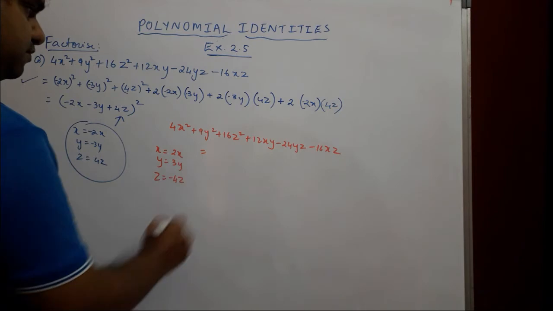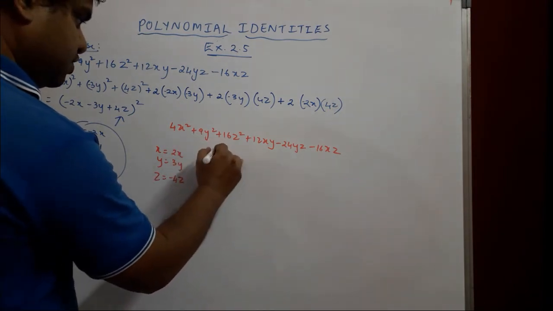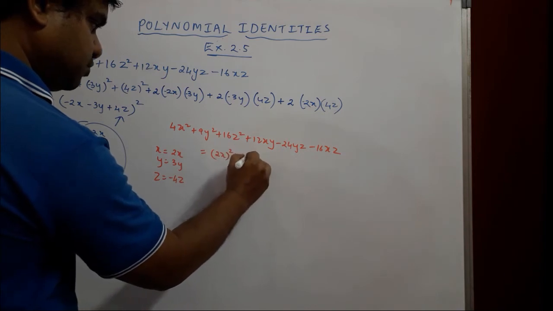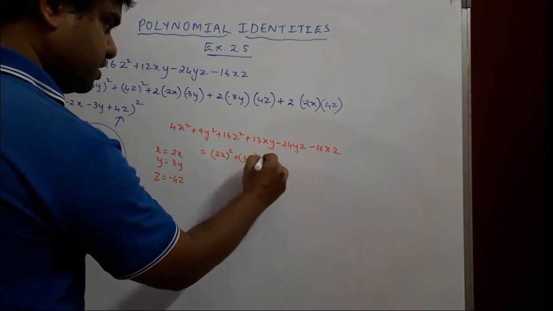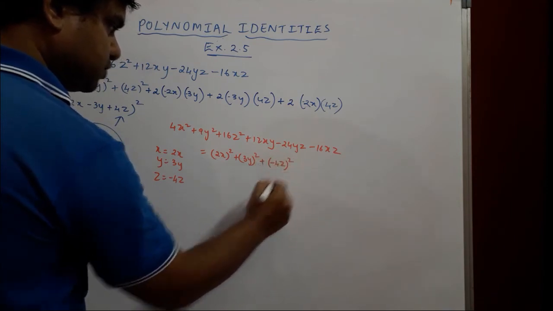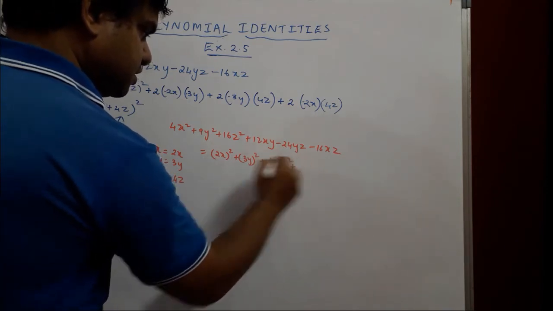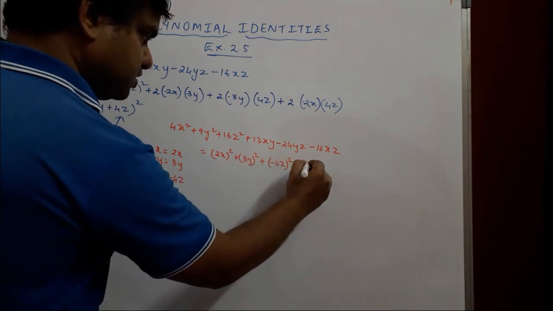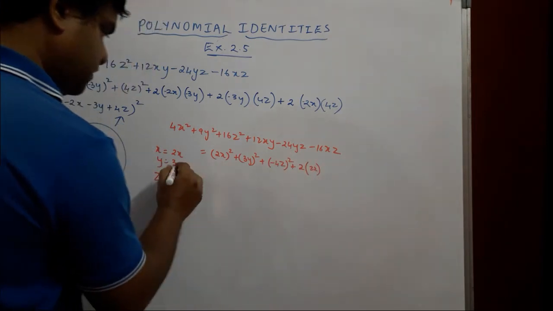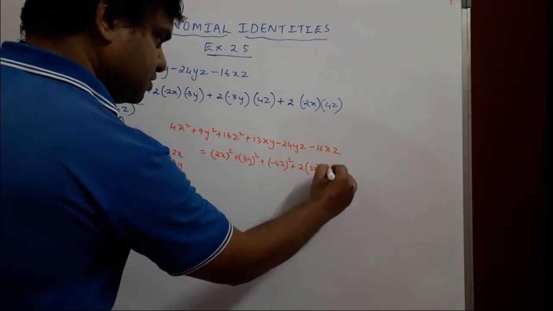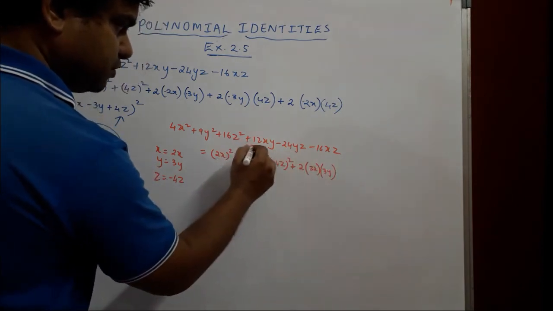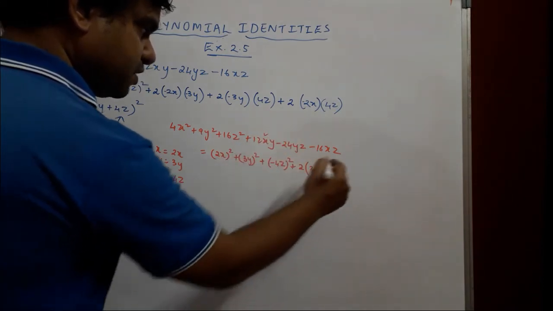So 4x square can be written as positive 2x whole square, 9y square can be written as positive 3y whole square, and 16z square can be written as negative 4z whole square. Then the plus 2xy will be plus 2 into x, which is now 2x, into y, which is 3y. So 2 into 2 is 4, 4 into 3 is 12, positive 12xy, so it satisfies this one.